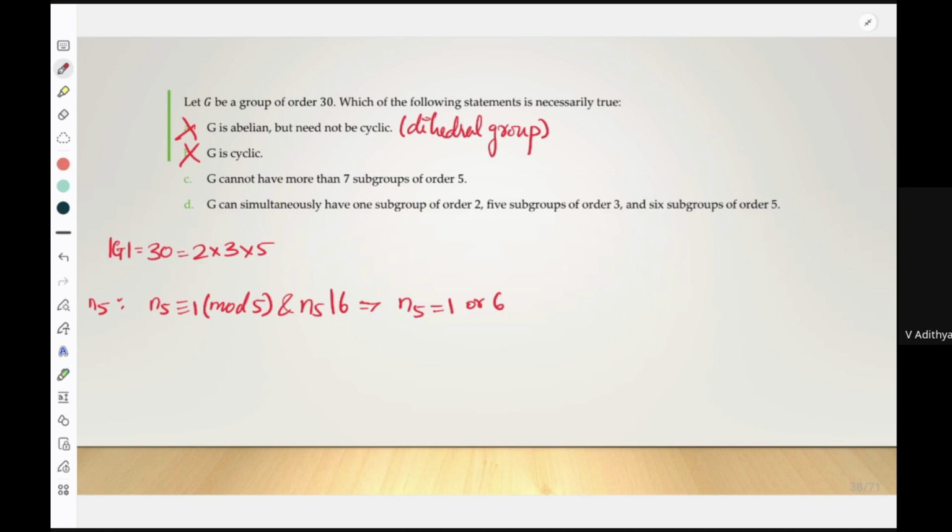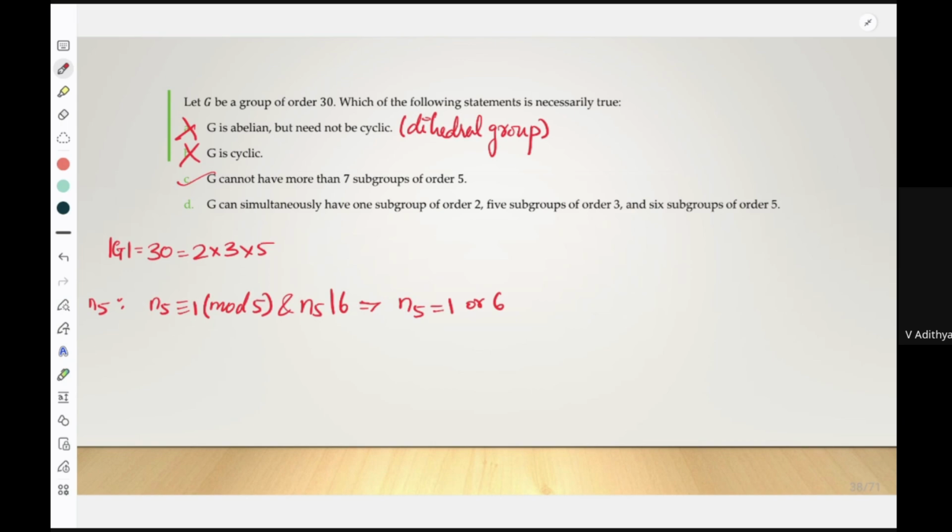Right. And the Sylow subgroups are of order 5, and any subgroup of order 5 is a Sylow 5-subgroup. So you can have a maximum of 6 subgroups of order 5. Right. So C is actually true. G cannot have more than 7 subgroups of order 5, which is true.